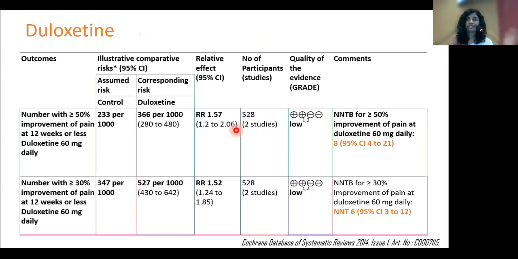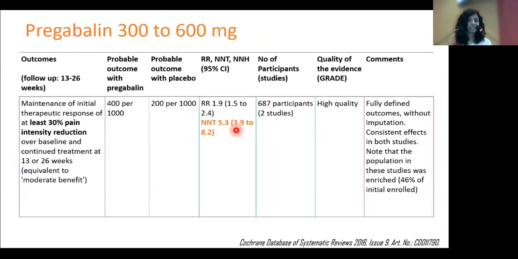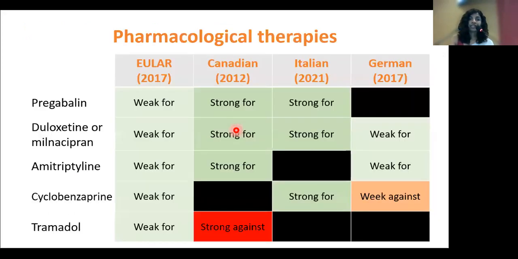Usually doses you start around 20 to 30 and build up, keep them around 60 if they're tolerating. Again, the number needed to treat is about 8 to get more than 50% benefit of pain. Pregabalin, again, it's around 5, the number needed to treat. And here, what they have looked at is at least a 30% reduction in pain, but that is still an improvement. So different guidelines on managing fibromyalgia give different strengths of recommendation depending on what methods they have used and what they have looked at.